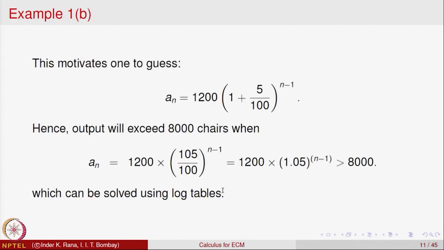So this gives us a formula that after n weeks, the production will be this much. If there is a 5% increase every week, when will the production go beyond 8000? Then we have to say that AN, which is equal to this, is bigger than 8000. This equation one has to solve, and to solve that one uses log tables. But the important thing is, in this problem, you are first able to generate an ordered data, a data of numbers A1, A2, A3, where there is an order, this is the first one, second one, and so on, and then able to analyze the data.